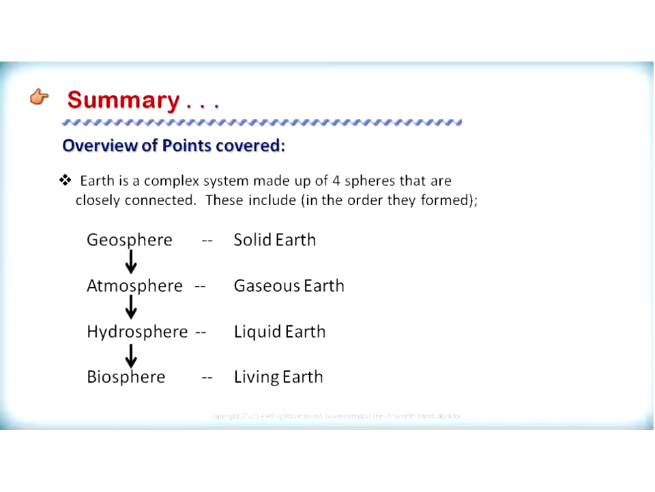In summary, here is an overview of the points that we covered in this slideshow. Earth is a complex system made up of 4 spheres that are closely connected together. These include the geosphere, which includes solid Earth, the atmosphere, which includes the gaseous Earth, the hydrosphere, which includes the liquid Earth, and the biosphere, which includes the living Earth. All 4 of these spheres are closely interconnected, and a change in one sphere could affect a change in another sphere.